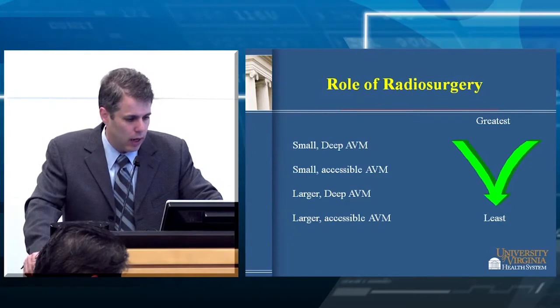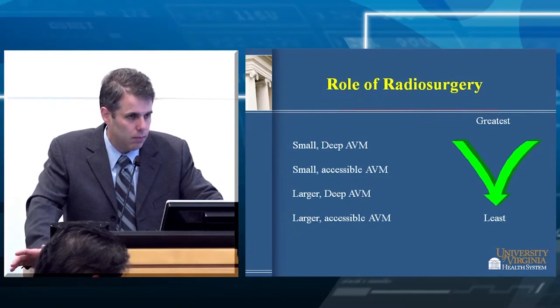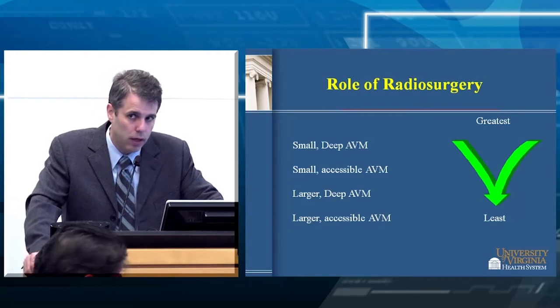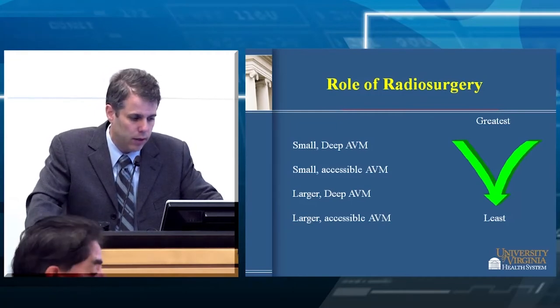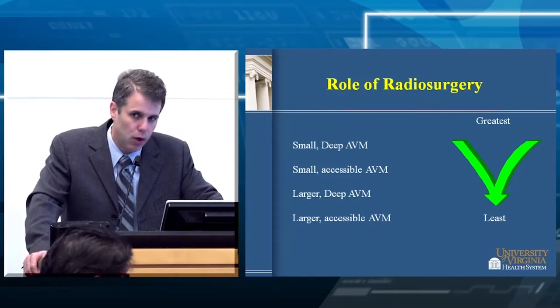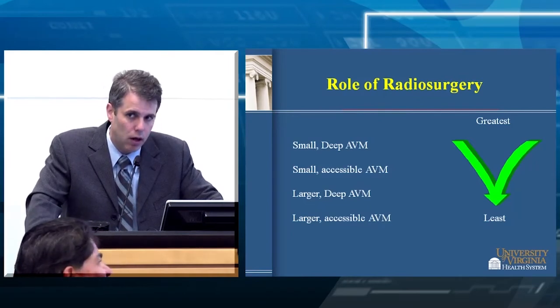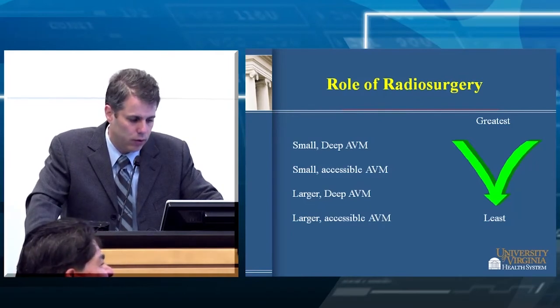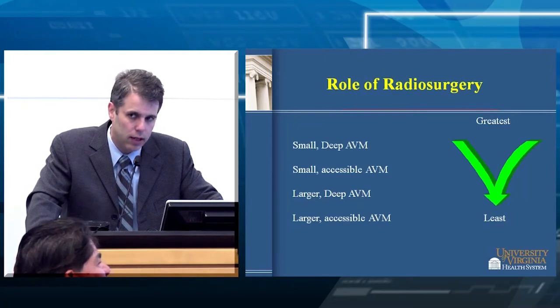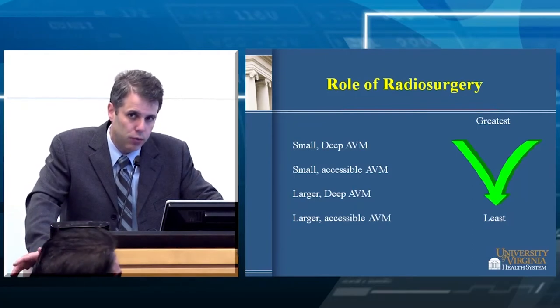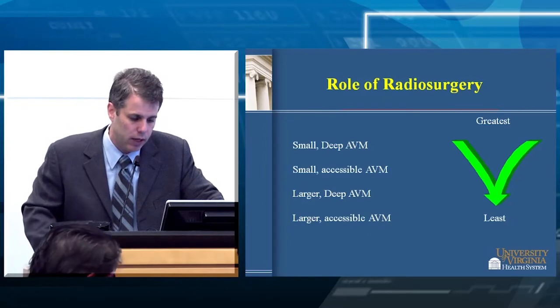I think the role of radiosurgery is most valuable in managing AVMs that are small and deep-seated. Those that are small and accessible could go either the route of resection or radiosurgery. Those that are larger and deep-seated are reasonably well suited for radiosurgery. And those that are larger and accessible are probably going to be managed through a combination of embolization and resection.